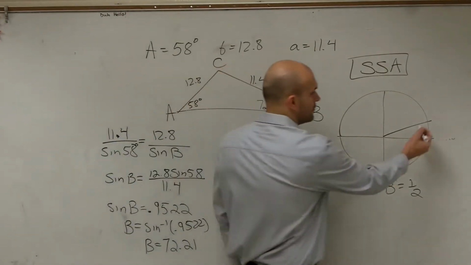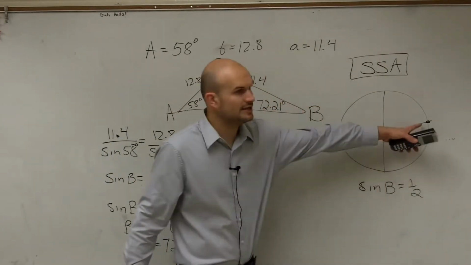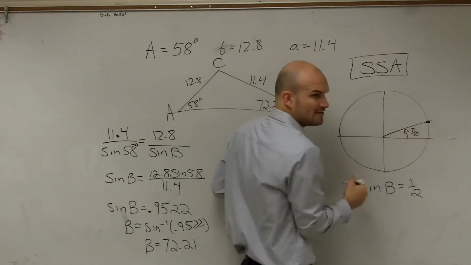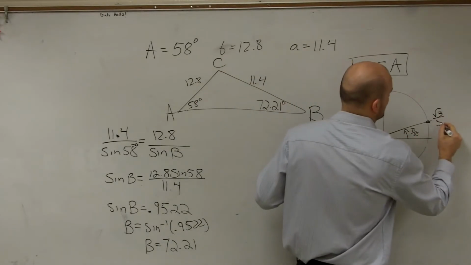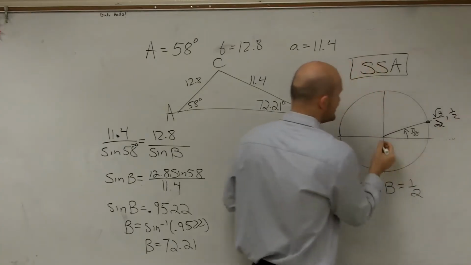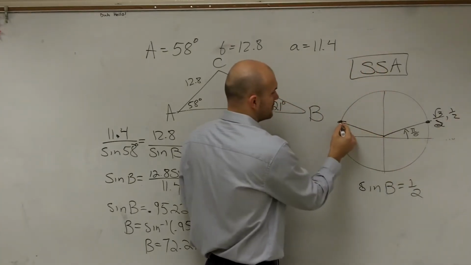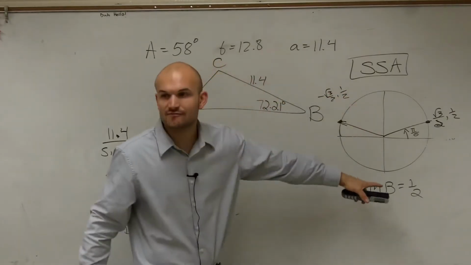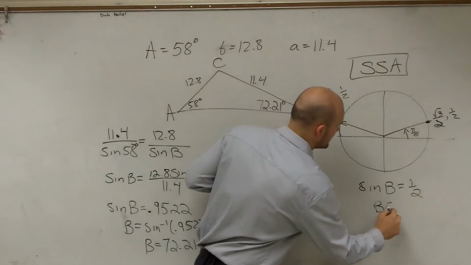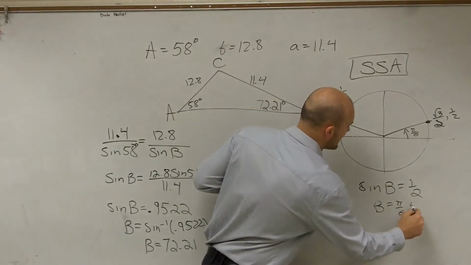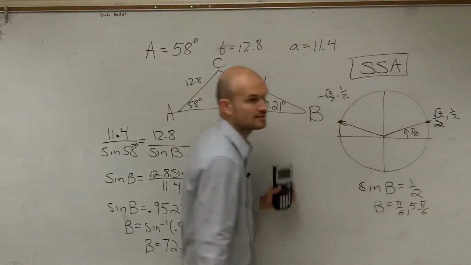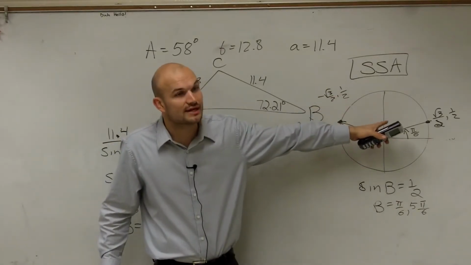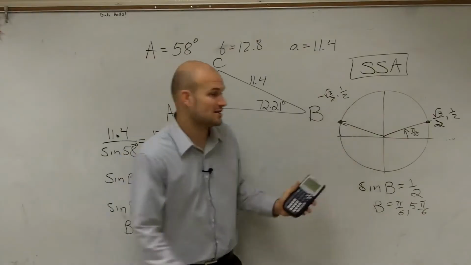There's two answers. Because what is sine equal to 1/2 at? Pi over 6. Yeah, of course it is. And it's also equal over here, right? So if I was going to say sine inverse of 1/2, we could say b equals pi over 6 and 5 pi over 6, right? Because your sine is positive in the first and second quadrant. So therefore, there's two actual answers.